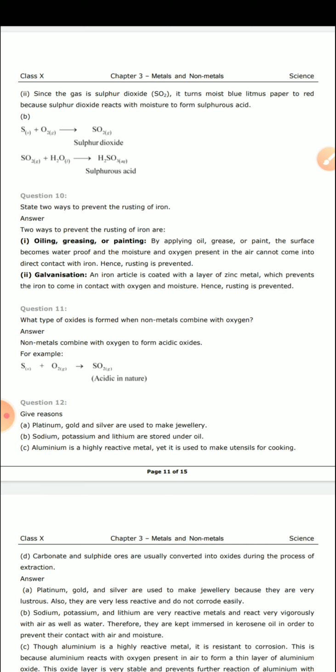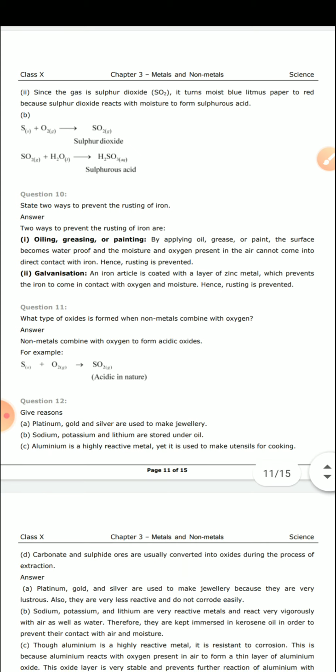Another very modern and very good technique is galvanization. In that, we coat the iron object with zinc metal, and because of that, iron articles and iron objects can be protected from moisture and oxygen for a long time. This is a very convenient and most suitable method, adopted by a lot of industries.